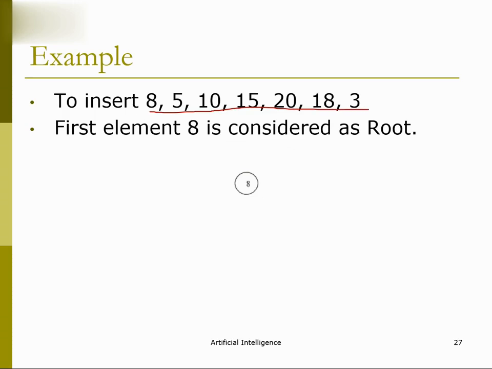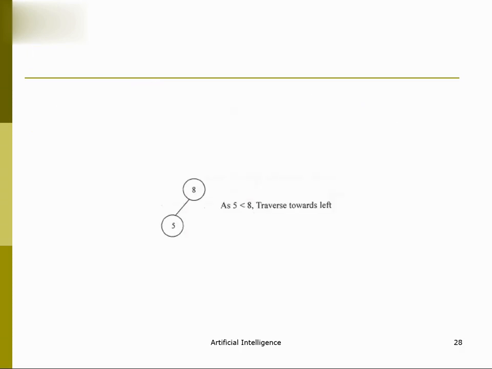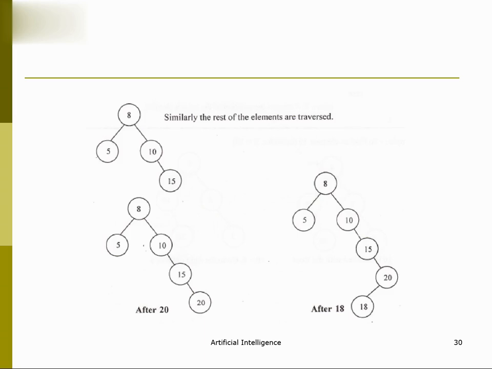The first element, let us consider it as the root. And when we try to insert 5, we compare it with the root and we find value 5 is less than the root. So it has to occupy the left. The next element is 10. When comparing this 10 with the root, we find 10 to be greater than 8. So it is towards the right. Similarly, the rest of the elements are traversed.